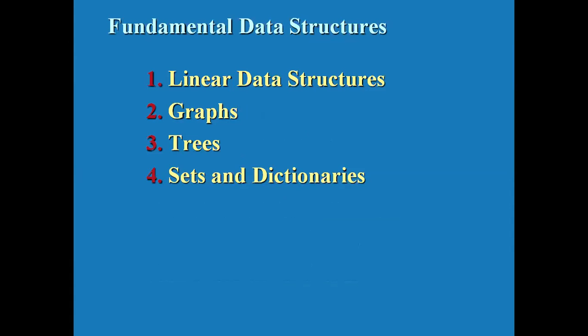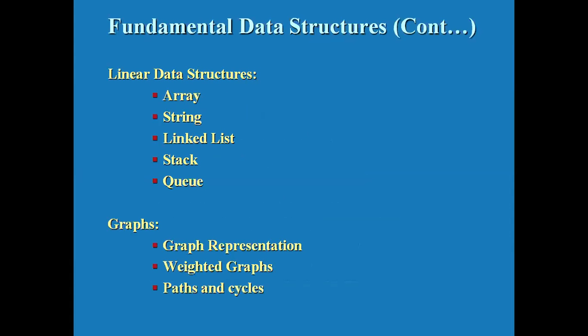These are the fundamental data structures that we talk about in analysis and design of algorithms. The linear data structures, graphs, trees, sets, and dictionaries. The linear data structures are arrays, strings, lists, linked lists, stacks, and queues. In graph representation, we may have weighted graphs as well as paths and cycles.